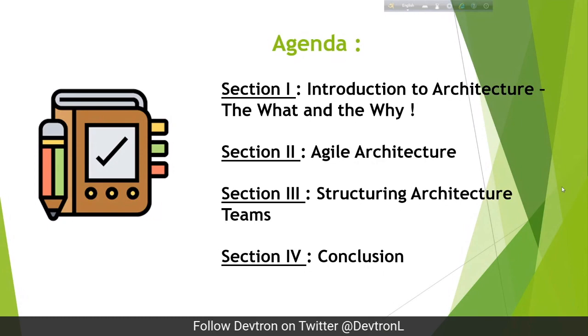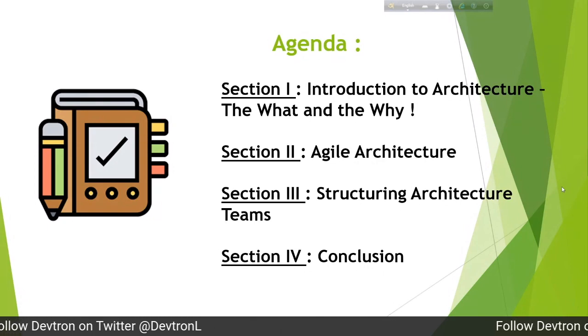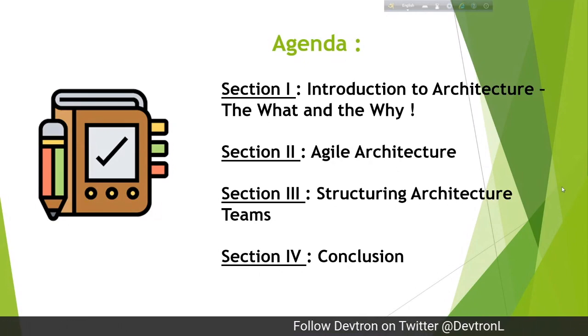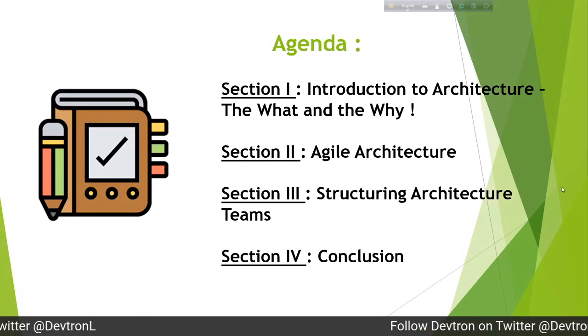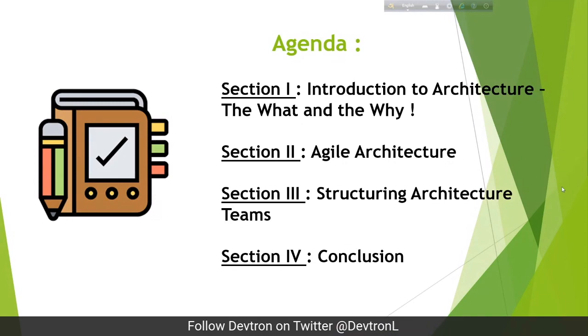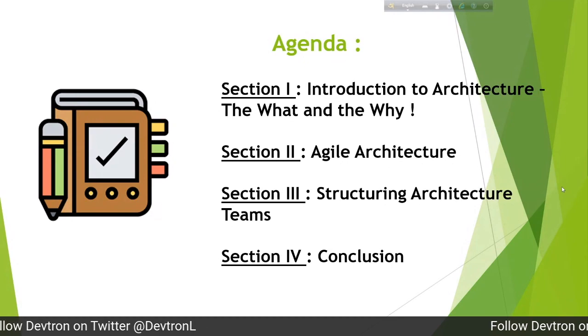How does architecture fit in with the idea of Scrum? For example, because the requirements will be changing, does my architecture also need to change with every single sprint? Those kinds of questions. Section 3 will focus on enterprise architecture. How do architecture teams have to structure themselves so that they can add the most value to an enterprise? And section 4 is the conclusion.